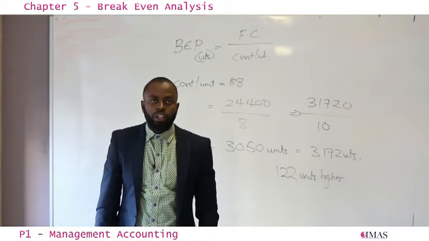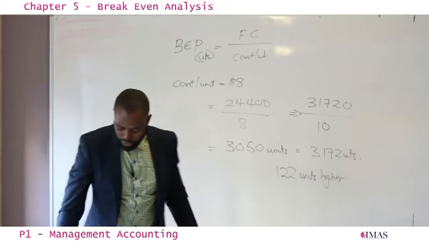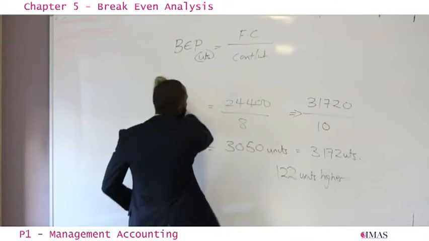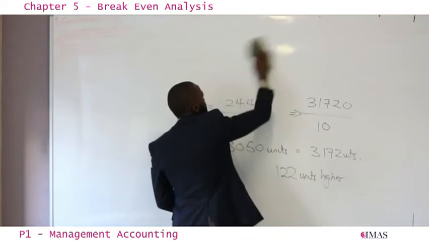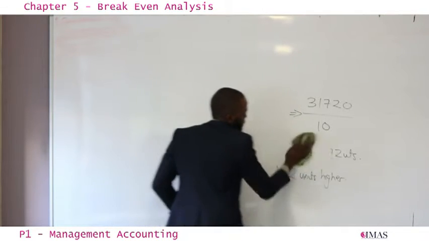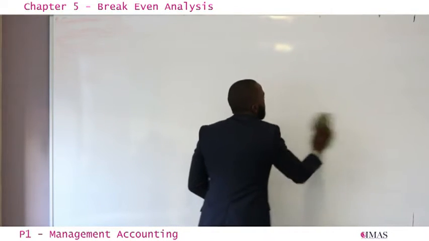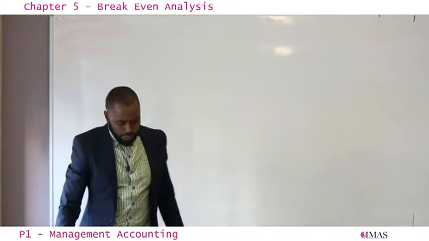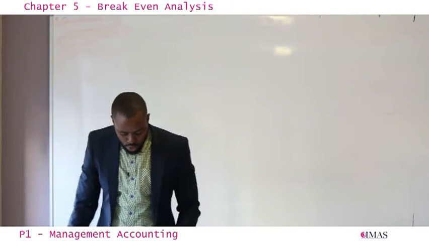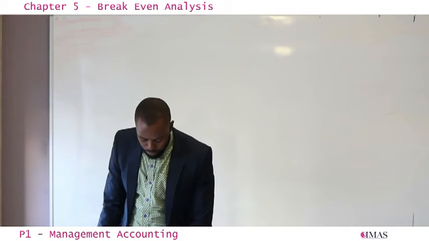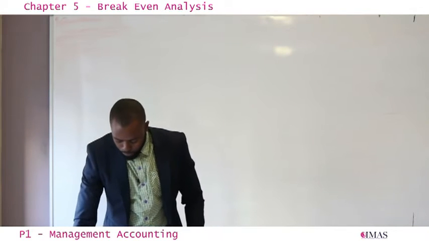We're now going to look at the next question, question 116. First we need to look at the requirement. It says, at what level of sales would the annual profit be the same with both production methods?